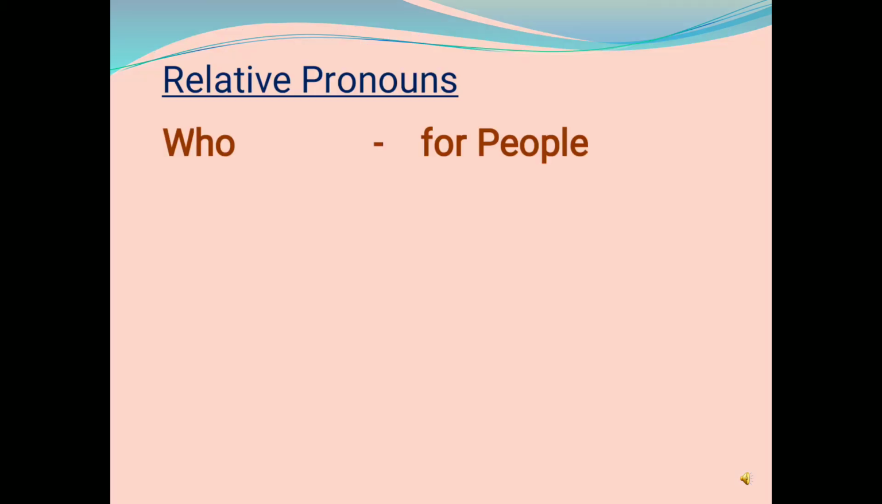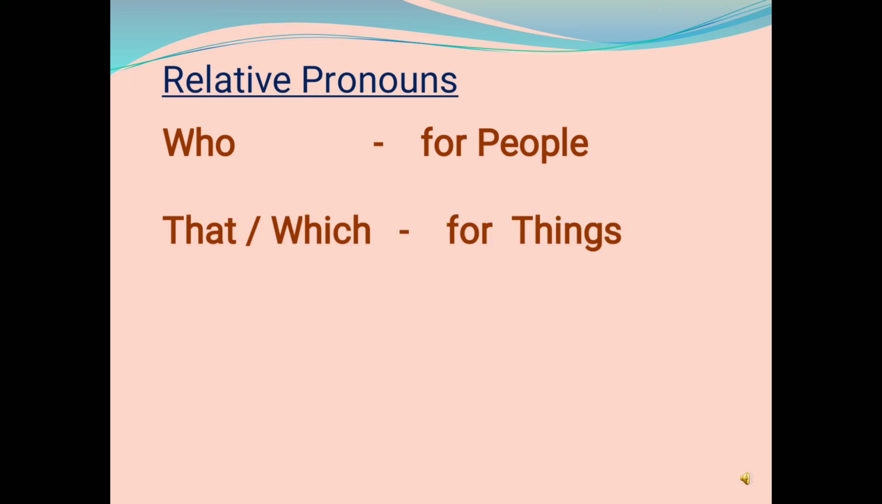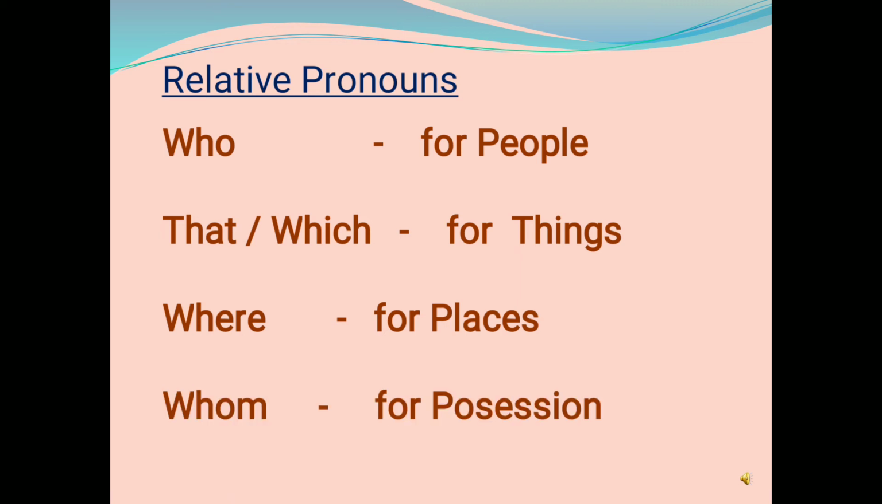Now we shall learn about relative pronouns. Here the relative pronoun who is used for people, and that or which are used for things, and where is used for places, and whose is used for possessions. So these relative pronouns are used according to the situations in the given sentence.